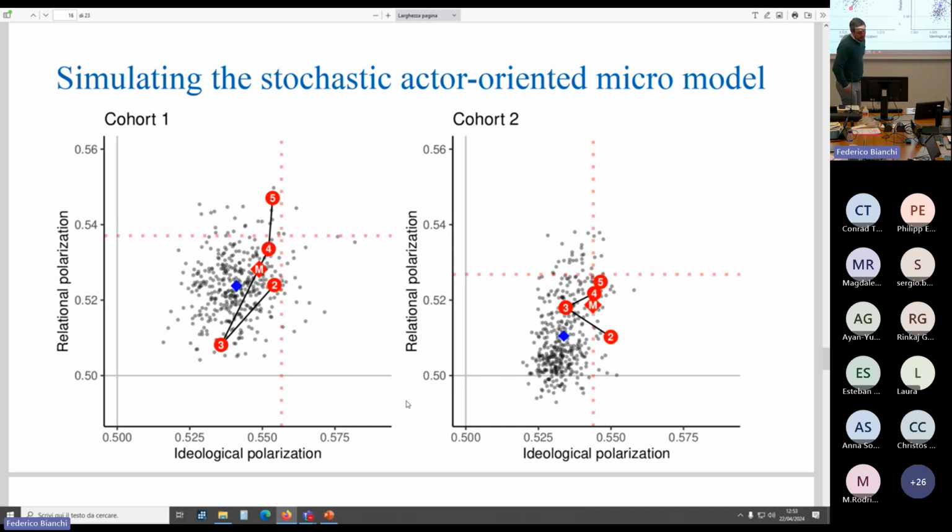So the final thing we can do is assess whether the model works. You can think of this as a model fit test, but also as a link between this micro model and the macro level outcome, because the macro level outcome in this case is the macro level measurement of polarization, whereas these micro level mechanisms are more like the behavior representation.